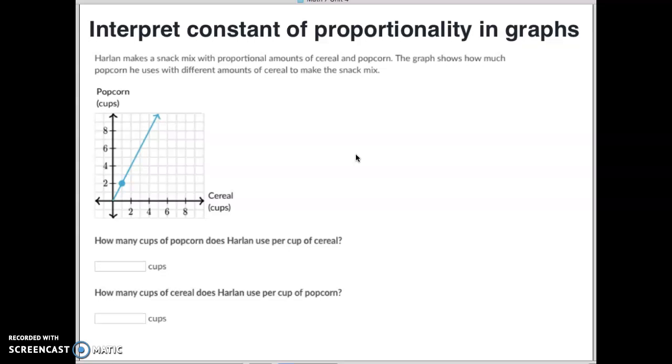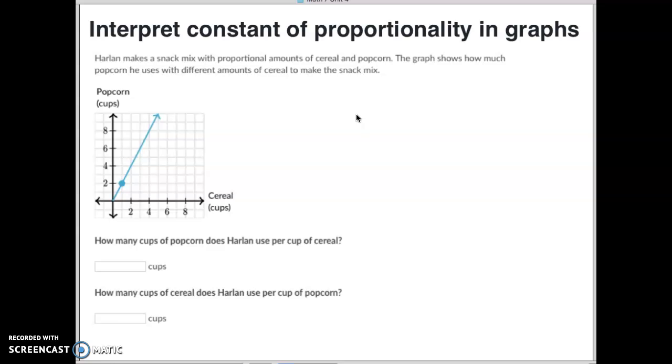The next one is called interpret constant of proportionality in graphs. So here's a graph for us. Harlem makes a snack mix with proportional amounts of cereal and popcorn. Proportional means he keeps doing the same proportion each time. It doesn't mean he uses equal parts popcorn and cereal. It just means he keeps using the same proportion each time.